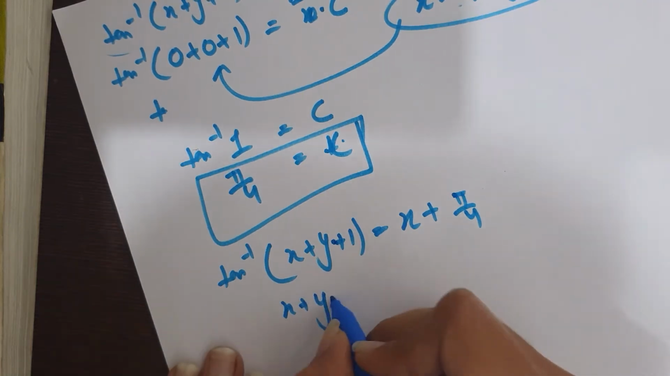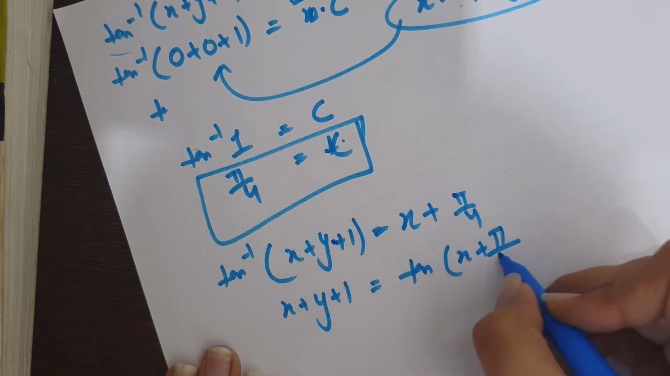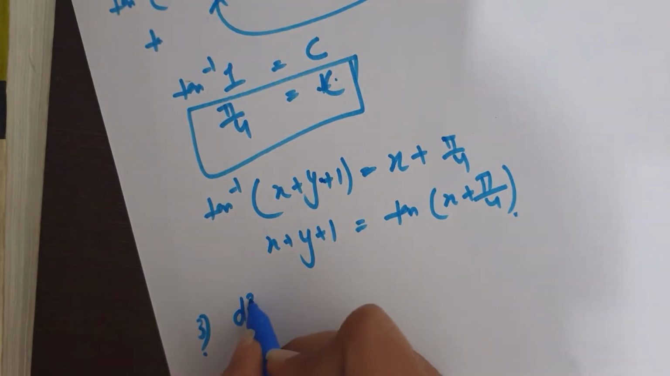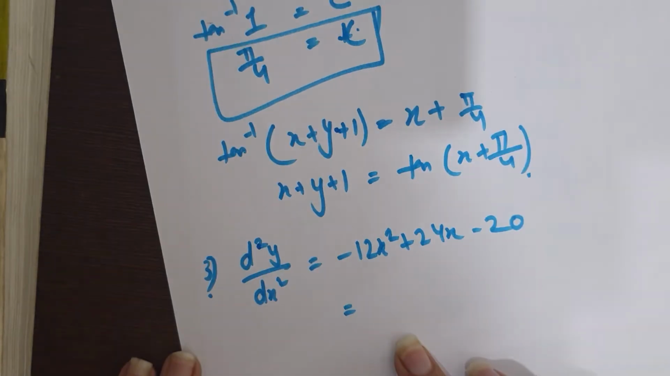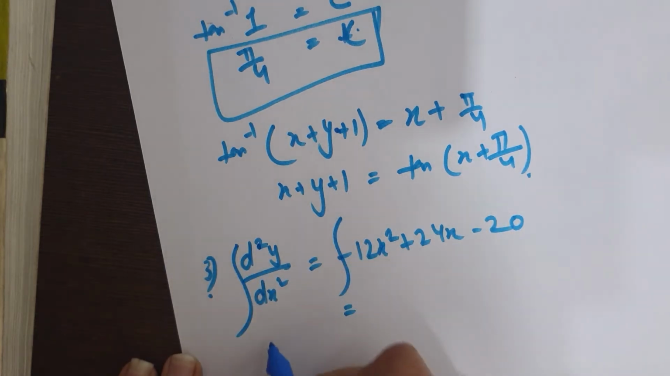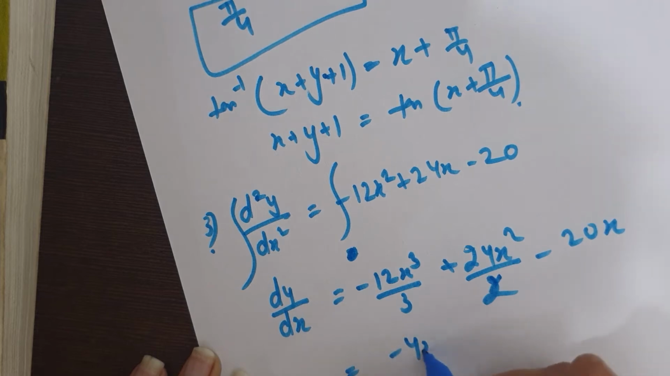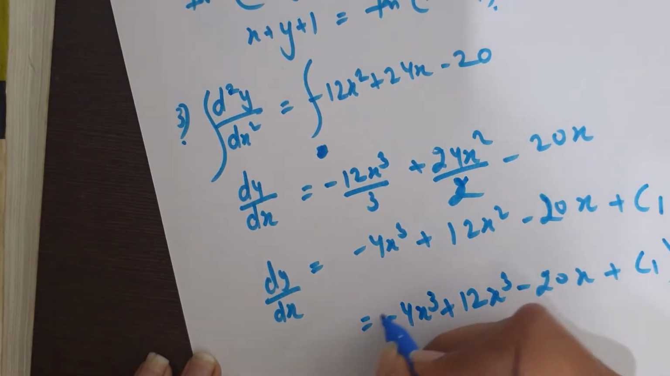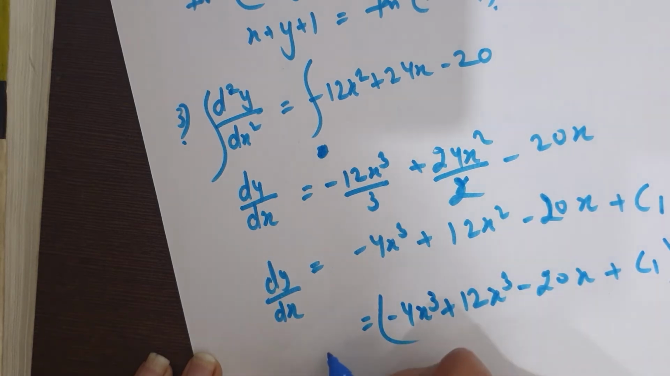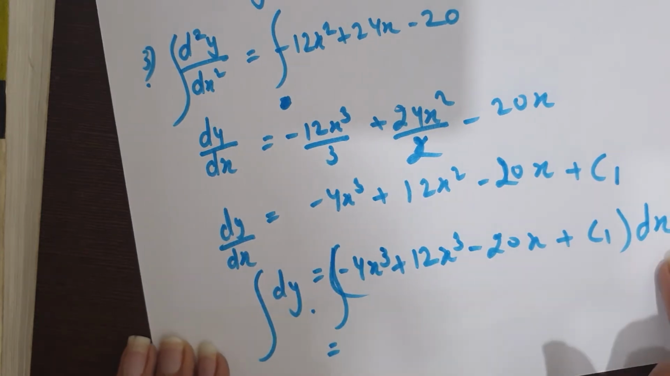We can write it as... now third question of differential equation. Now to solve this equation using variable separable, we have to integrate it first. It comes out to be plus c1. Now take dx this side. Now integrate. Now this equation is converted into variable separable form.